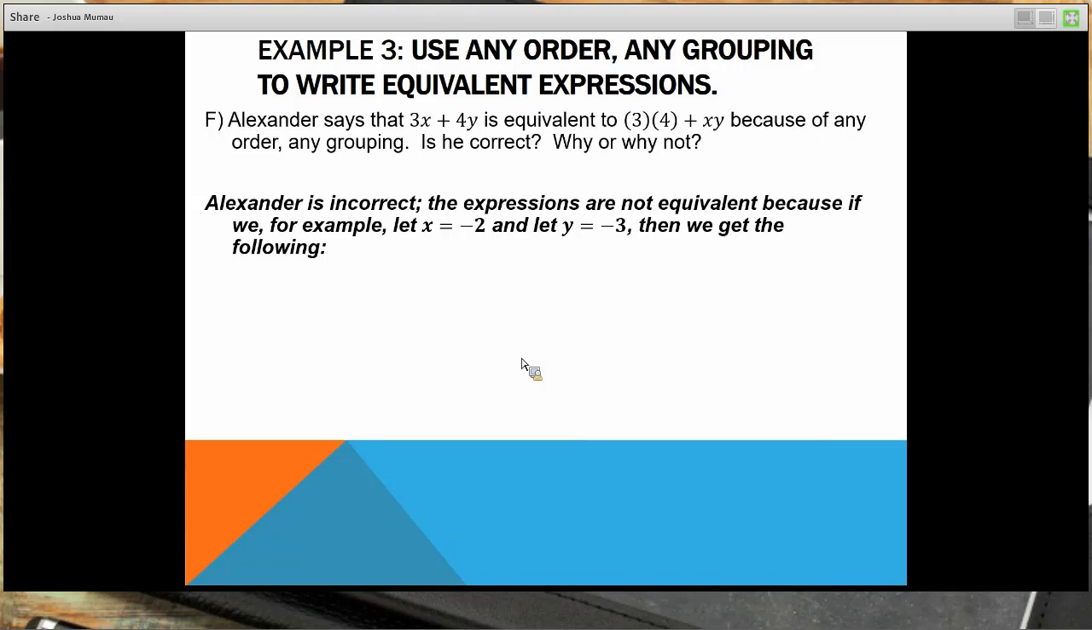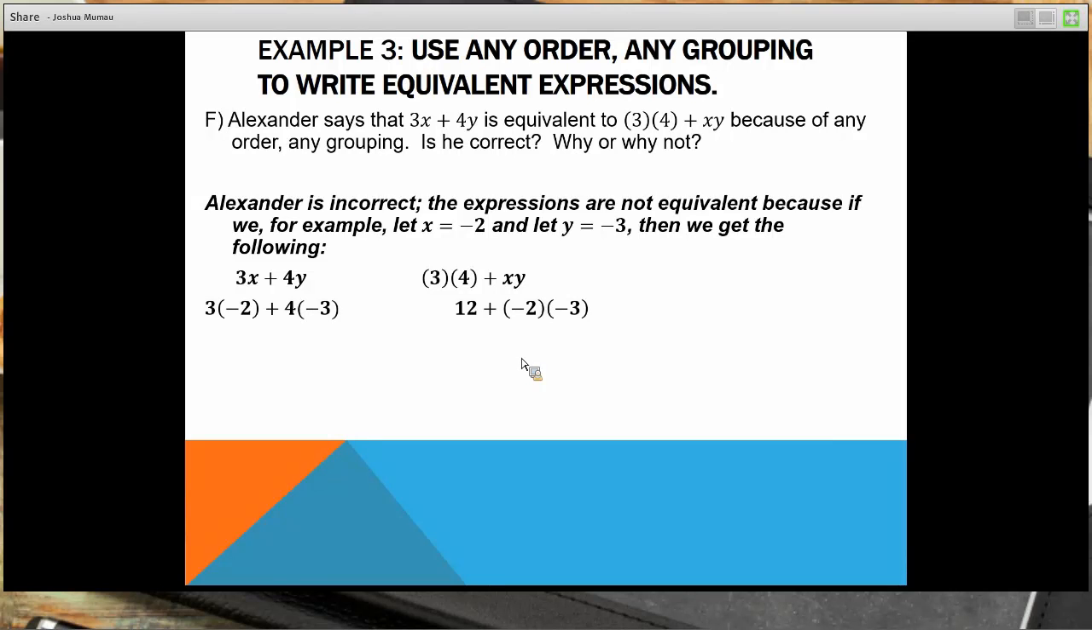Let's do an example. Let's say that x equals -2, y equals -3. If we do this and plug it into both expressions side by side, we will see how they are not equivalent. So first, we have 3x plus 4y, and then on the other side we have 3 times 4 plus x times y. These are the two expressions we're going to plug in the values for x and y. We're going to simplify them and see if they are equivalent or not. Because our goal here is we wanted to see if he was incorrect. We wanted to come up with a counterexample, something that would show that he is incorrect.